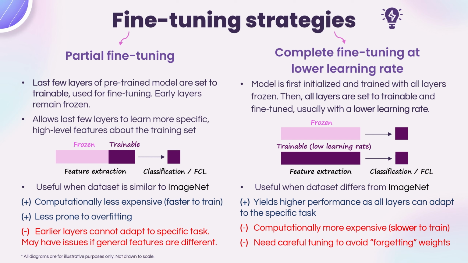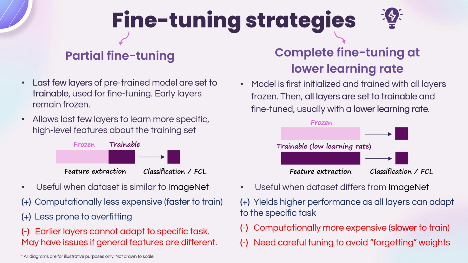In contrast, for complete fine-tuning at a lower learning rate, we go with a different method, where we first run the model, so we do a dot fit with everything frozen, all the weights frozen, and then after that we dot fit again, but this time we set everything to trainable, but we significantly lower the learning rate.